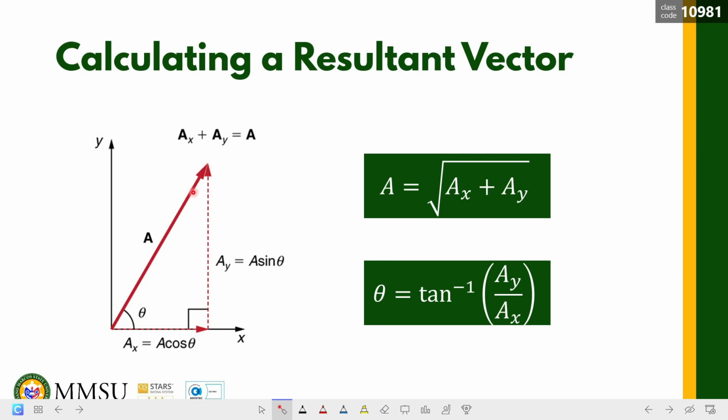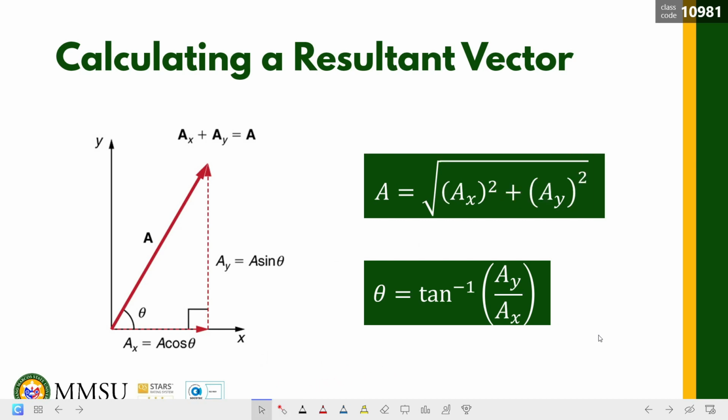Right triangle pa rin ito, tama? So, to solve for A, we are going to use the Pythagorean theorem. A is equal to the square root of the first component squared. Dapat may squared ito plus A sub y squared. Ayan, ano? So, ito yung ating formula to solve for vector A. We are just going to use the Pythagorean theorem.